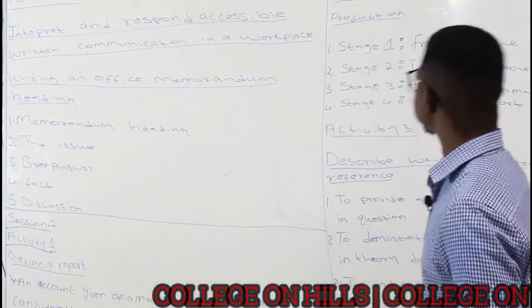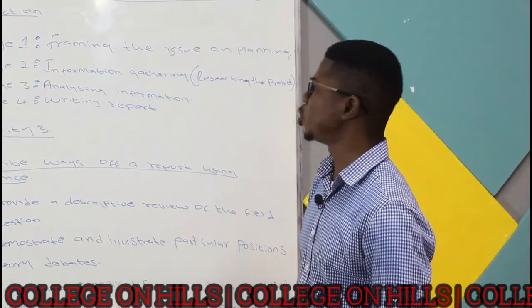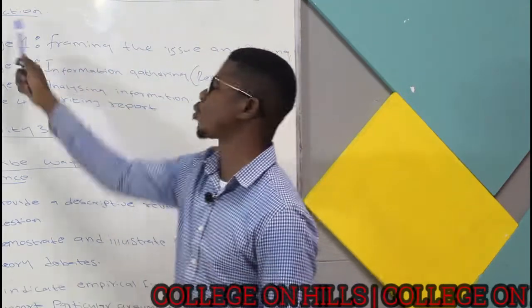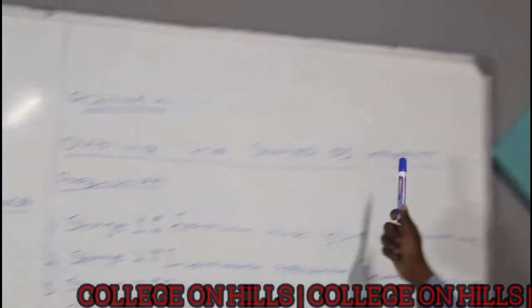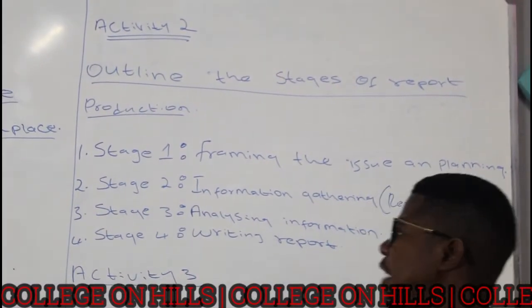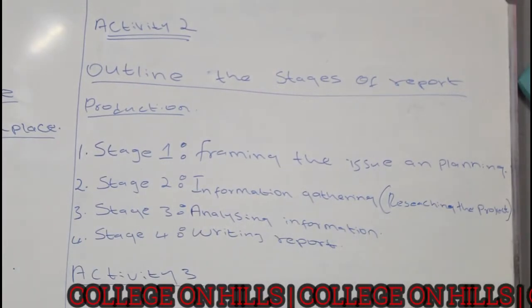So we are going to look at activity number 2, that says outline the stages of report production. Outline the stages of report production. Then we have got 4 stages. Stage number 1 says framing the issue and planning.